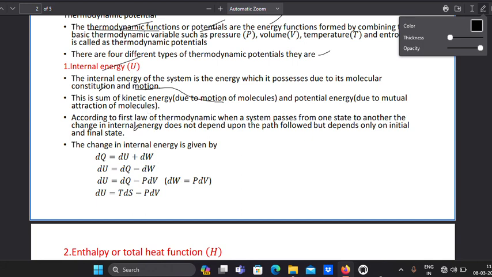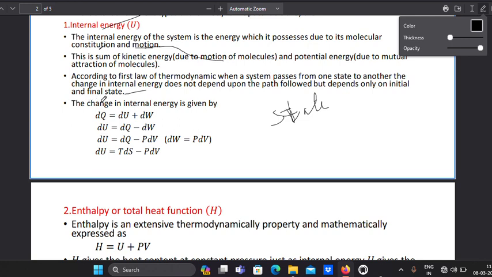According to the first law of thermodynamics, when a system passes from one state to another, the change in internal energy doesn't depend upon the path followed, but only on the initial and final states. That is why it is also called a state function: it depends only on the initial and final states, not on the path followed.